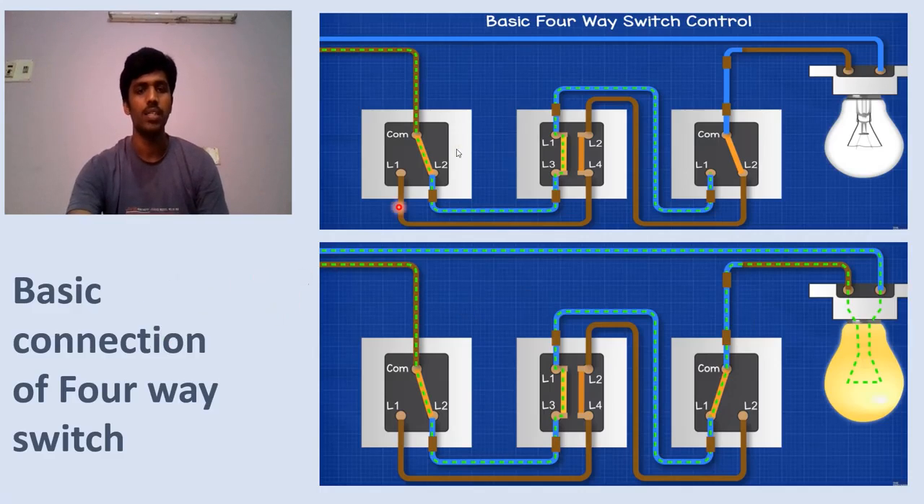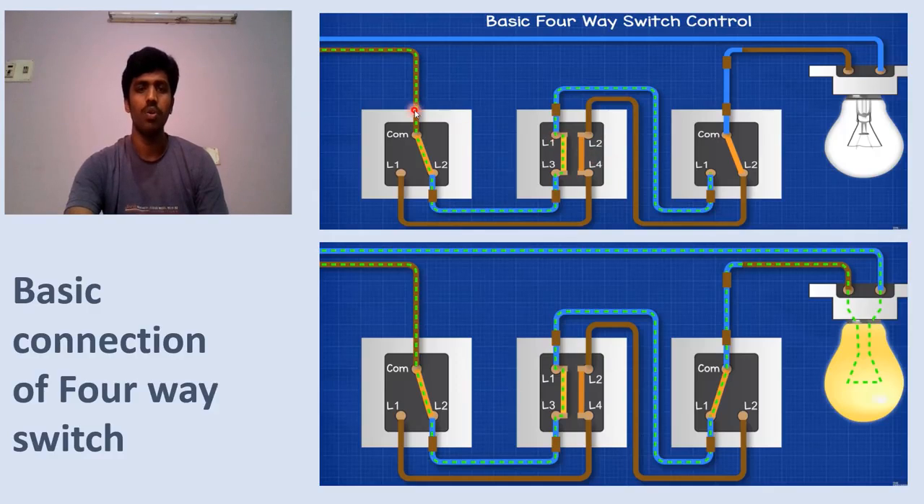Here comes the basic connection of four-way switch. In the first figure, you can observe the hot wire is given to the common terminal of switch 1, and from L2 of switch 1 it is given to the L3 of intermediate switch or four-way switch, and from L1 it is given to the L1 of two-way switch or three-way switch. Then from L2 it is given back to the L2 of middle switch. From L4 it again comes back to the L1.